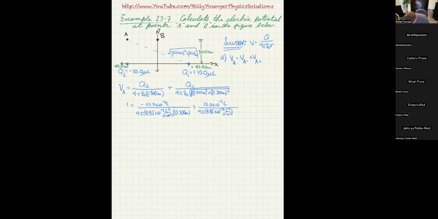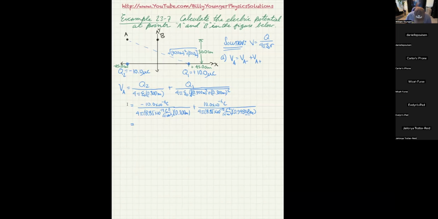Now, when I actually do that square root, what I'm going to get is the square root of 0.9 squared plus 0.3 squared. That gives me 0.9486868 meters. So I've given you way more digits than really necessary. I gave you 2 extra digits beyond sig figs there.